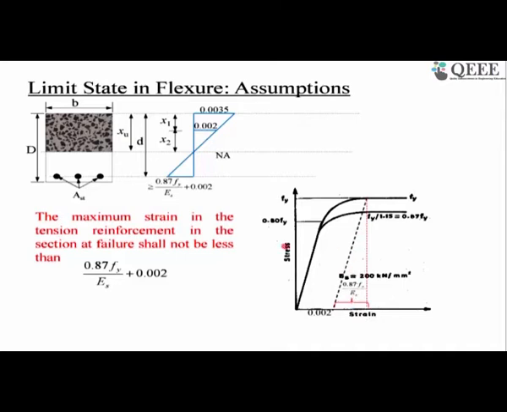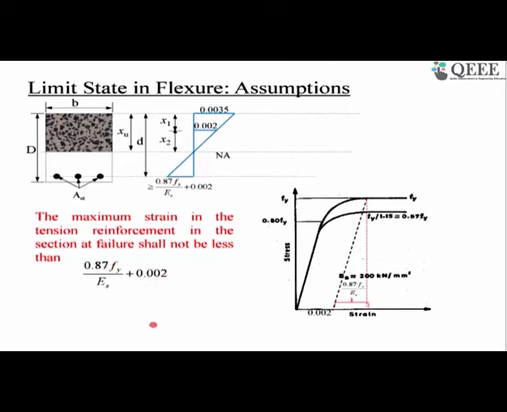And what is this stress? Stress is 0.87 Fy. Why 0.87 Fy? Because it is Fy by 1.15. 1.15 was the partial safety factor for steel. So it becomes 0.87 Fy, which is the design strength of steel. Characteristic strength is Fy. Design strength is 0.87 Fy, which is Fy by 1.15. So this stress, 0.87 Fy divided by Young's modulus, gives you this strain, and this is 0.002. So your total strain becomes 0.002 plus this.